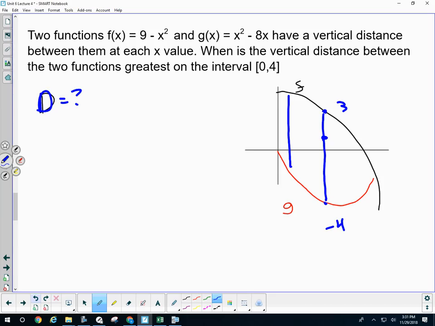Now, would that work here at this point? If this was 5 and this was negative 1, you just subtract them, right? So at any point we subtract the y values. Well, that means we would subtract the values of g from the values of f. That's the distance for a specific x value. So I'd say that the distance is 9 minus x squared minus x squared minus 8x.